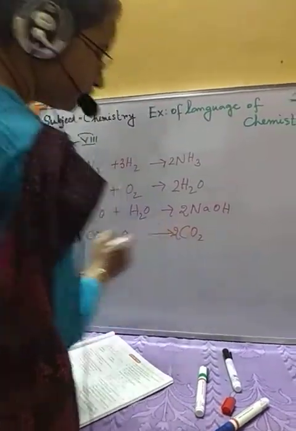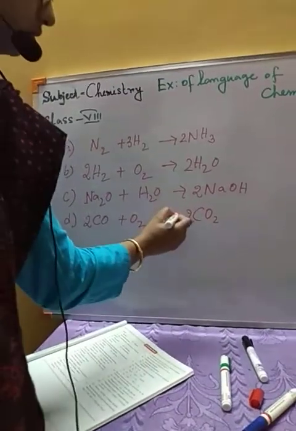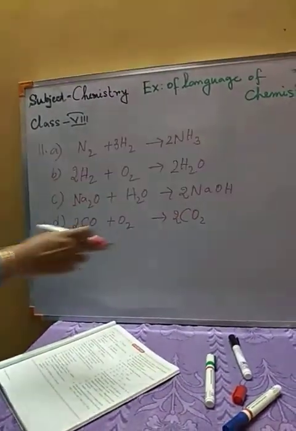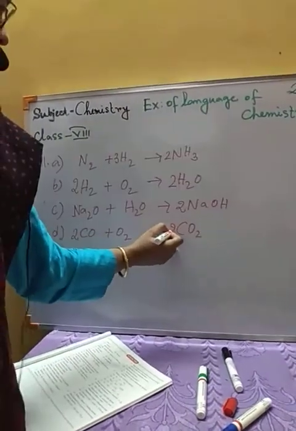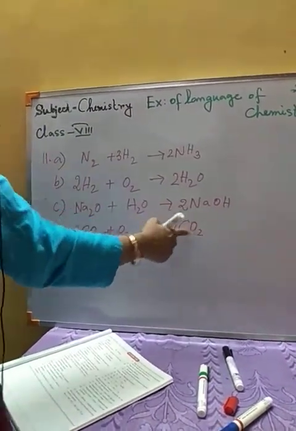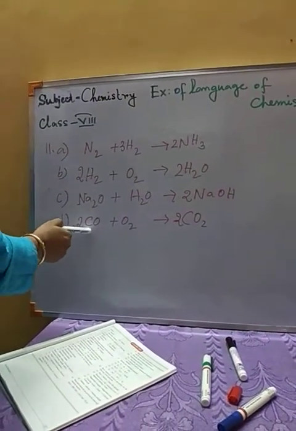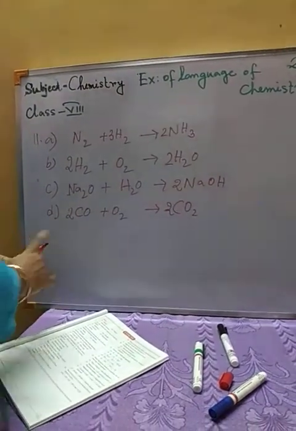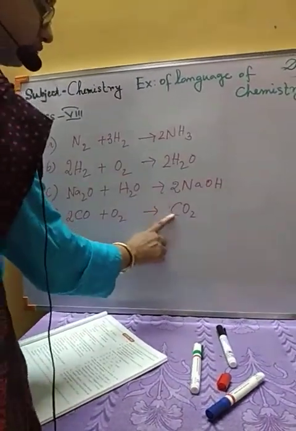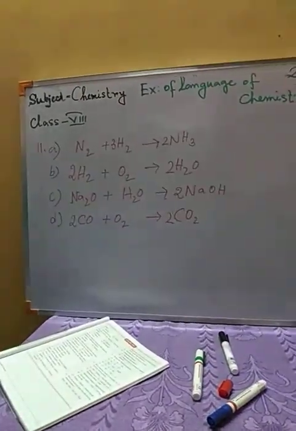If we write 2 this side, then oxygen will be 2 into 2, 4. What about carbon? 2 carbons are there this side, here also 2 carbon. So it is balanced now. So this will be 2. Okay.